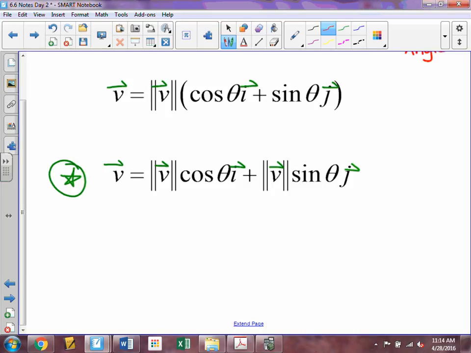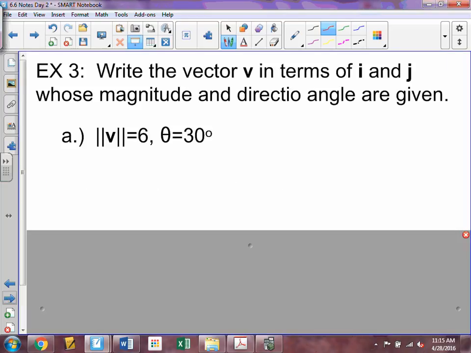So our last example, example 3, is going to ask us to write a vector in terms of the information that I've given. Okay, so here's the first one. Write the vector v in terms of vector i and vector j, whose magnitude and direction angle are given. So basically it wants us to write the vector. I give you a magnitude of 6, and I give you that theta is 30 degrees.